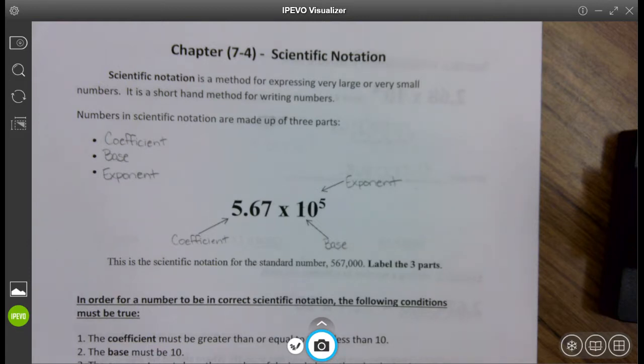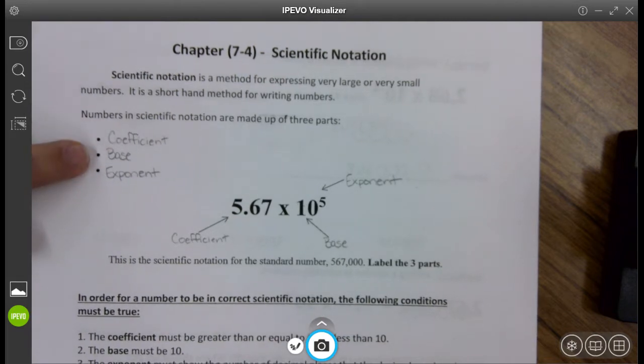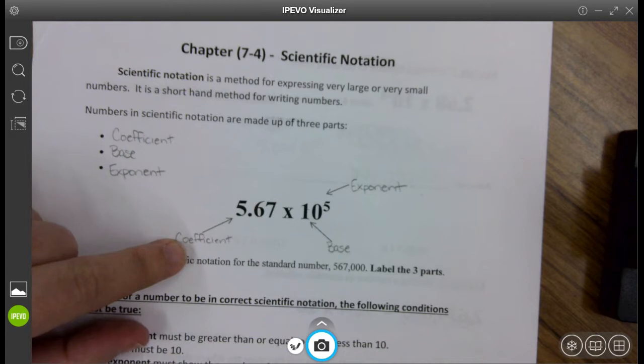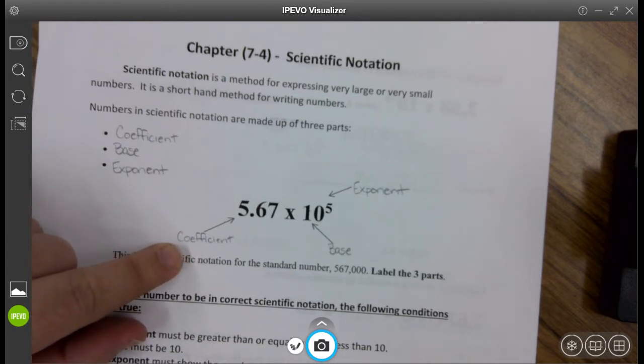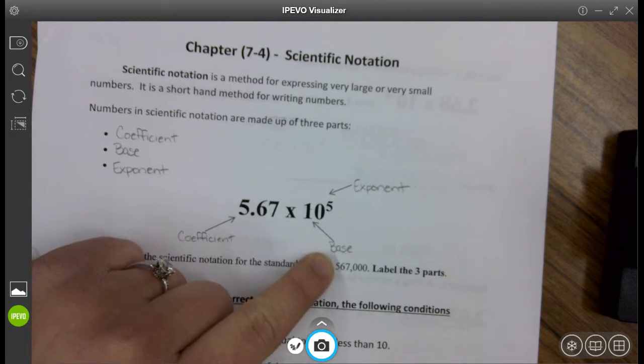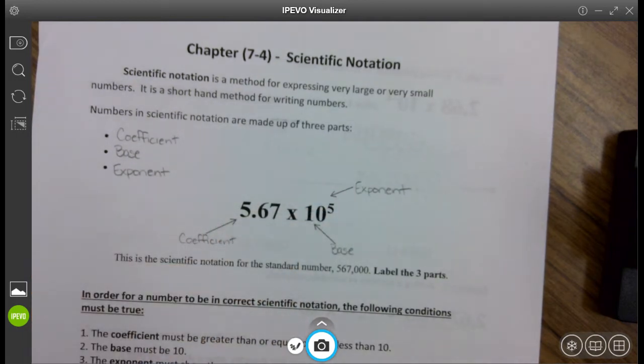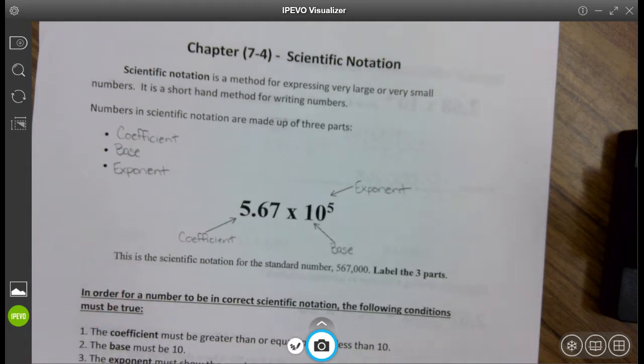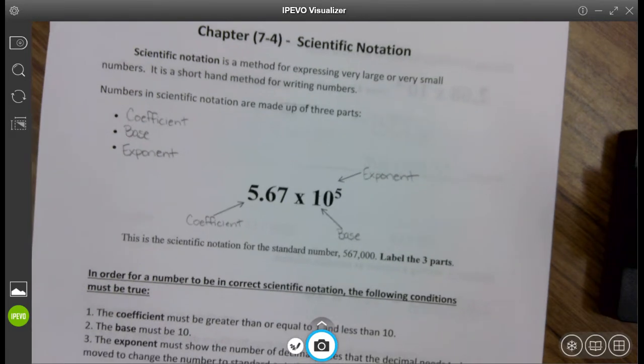So when you think of this, scientific notation is actually made up of three parts. You have your coefficient, you have your base, and you have your exponent. If you look down here real quick, it says 5.67 times 10 to the fifth. This little arrow that's pointing to the 5.67 is our coefficient, this 10 is our base, and that 5 is our exponent. This is a scientific notation for the standard number 567,000. We will be learning about standard notation in a few pages coming up.